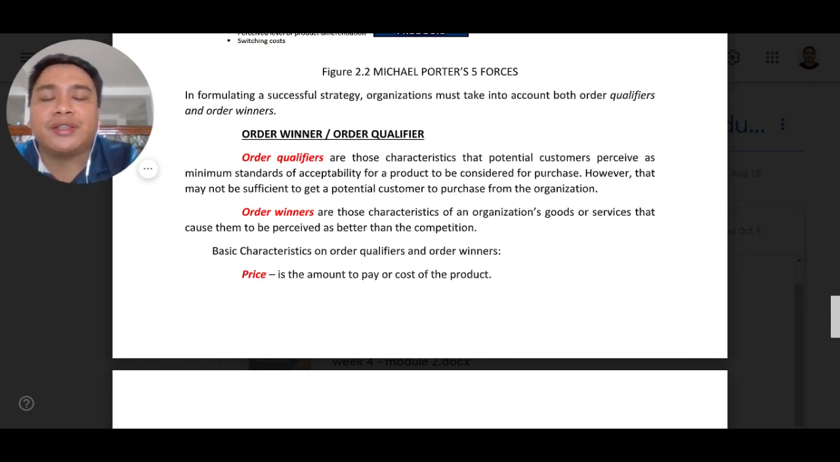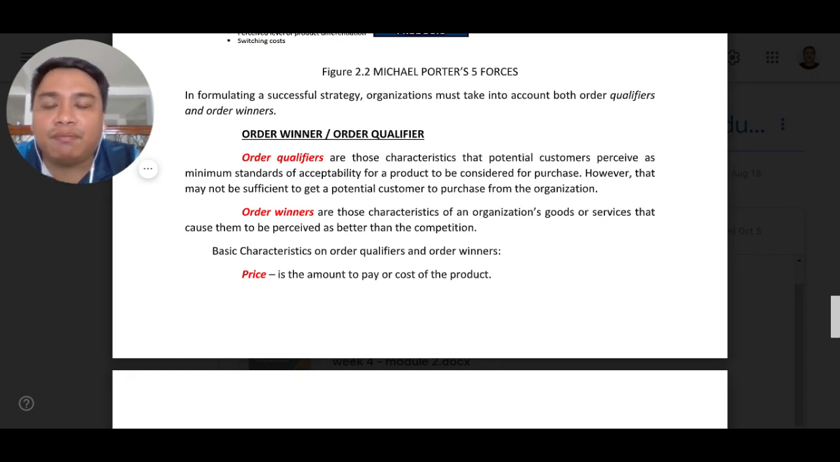What sets them apart? Example, sinasabi ni Jollibee that yung burger nila is 100% beef patty. No? Nagse-set yun ng characteristics na hindi common sa dalawang product. Okay? So, that's what we call order winners.